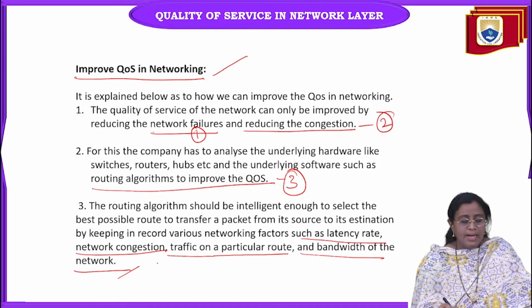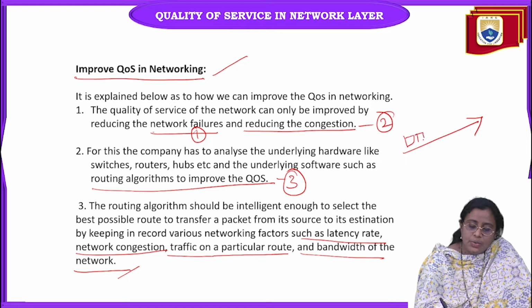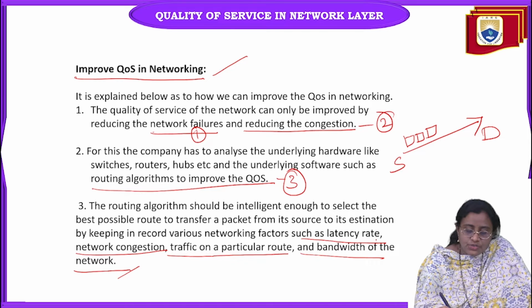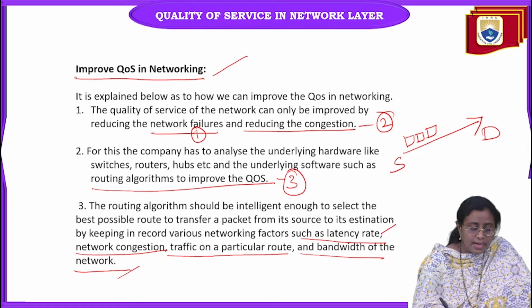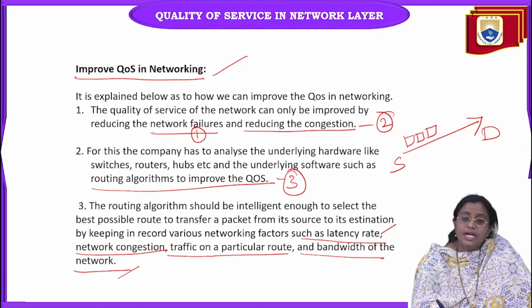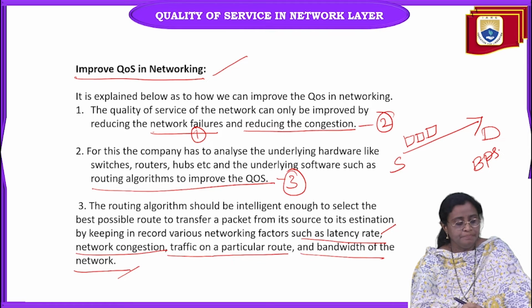That means latency rate, and network congestion: if you take one path, packets are ready to transmit from one source to another destination. Some of these factors we need to consider to improve the QoS in networking, like latency rate. That means the rate of flow of packets from one source to another destination, which we can call bits per second.